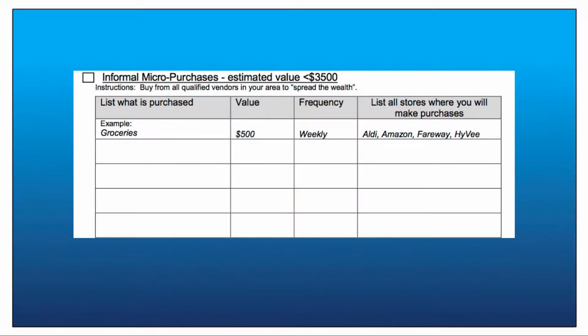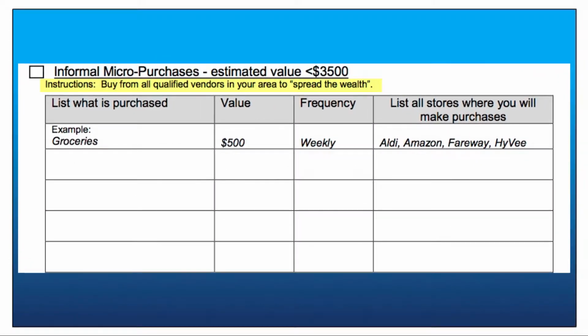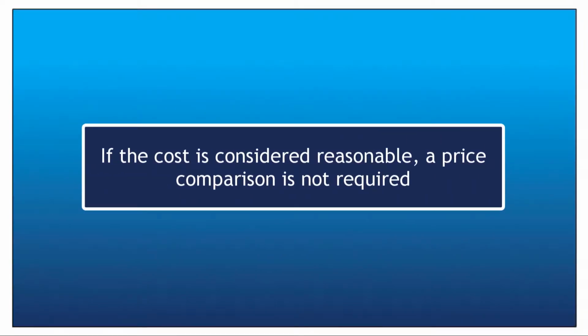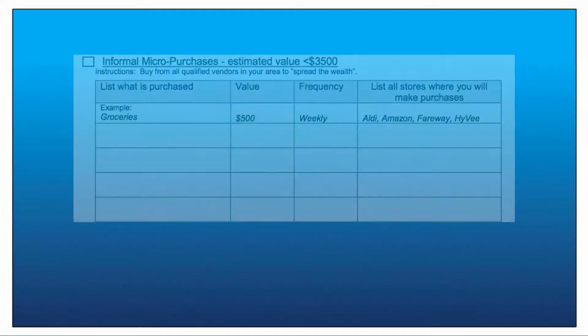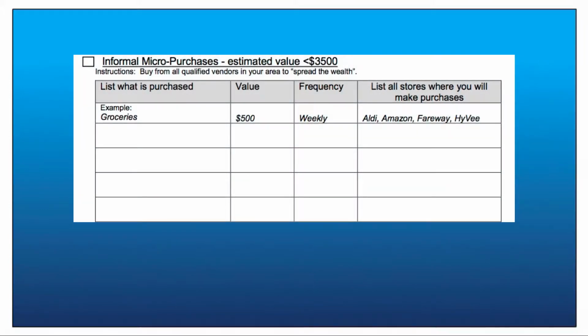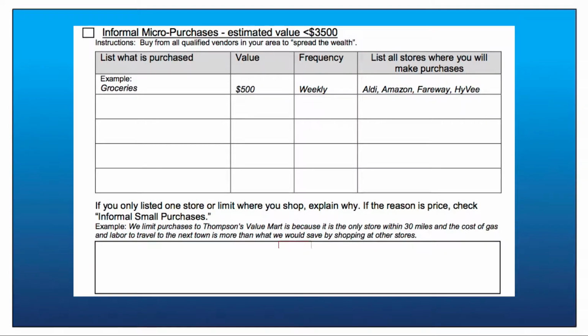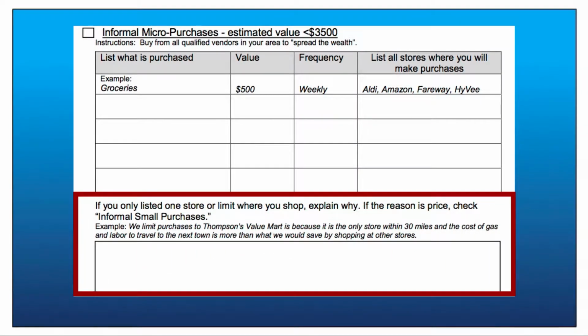When the estimated value of the purchase is less than $3,500, it is called an informal micro purchase. Purchases must be made among qualified vendors in order to spread the wealth. If the cost is considered reasonable, a price comparison is not required. If purchases are limited to one vendor, justification to do so must be documented on the procurement plan.